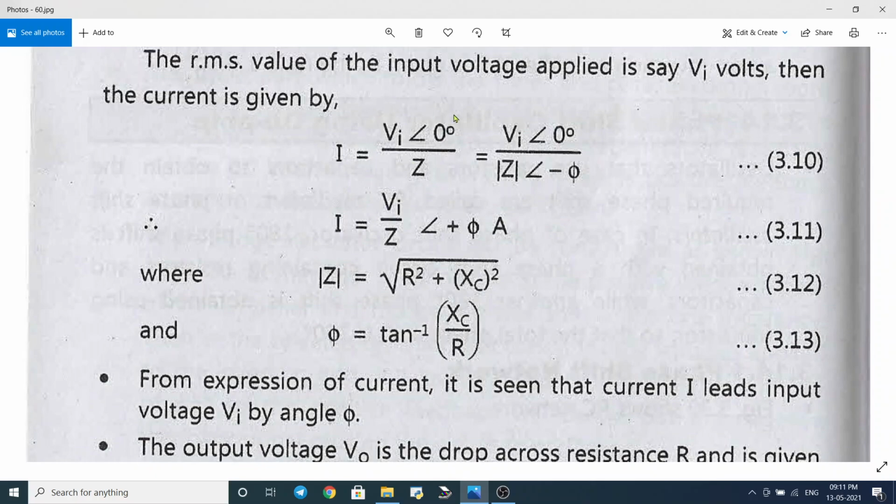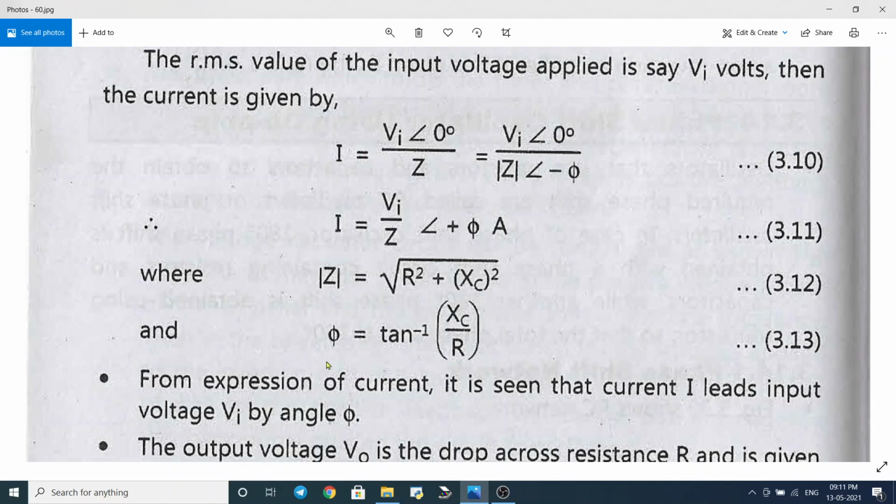Now current can be written in this way, whereas the magnitude of the impedance can be written as square root of R square plus XC square. This is the magnitude of the impedance, and the phase can be written as phi equals tan inverse XC by R.